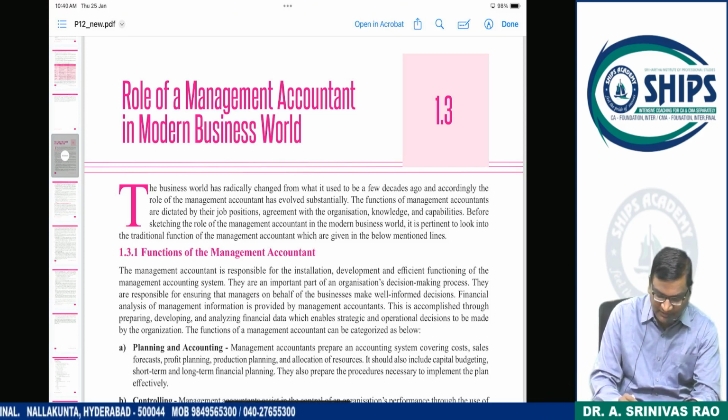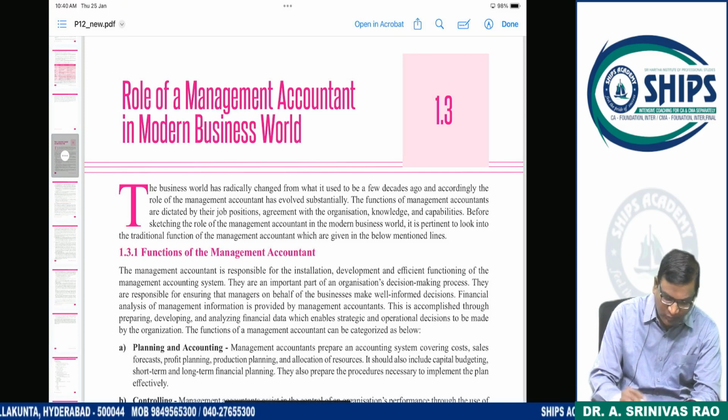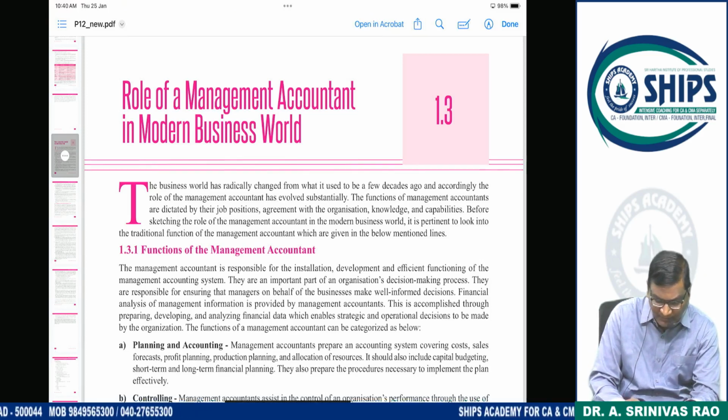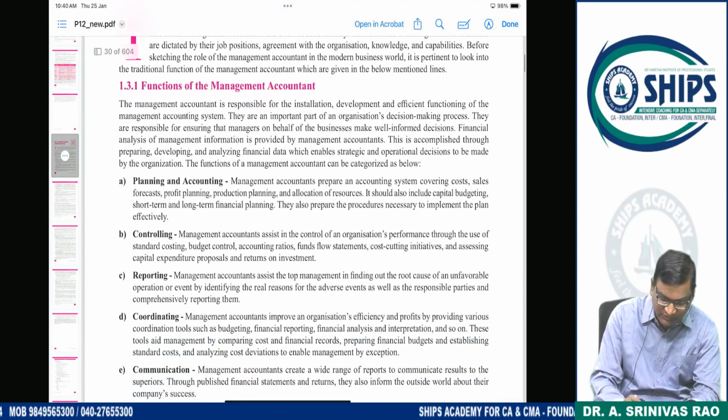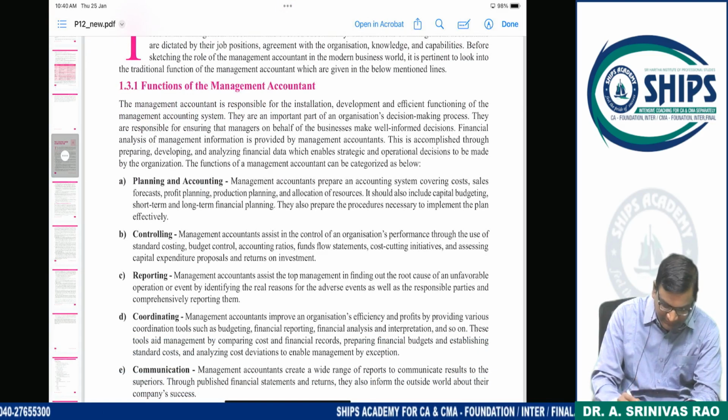Okay, today we are starting another theoretical topic, role of management accountant in modern business world. So in this first area which we have to cover is functions of management accountant.